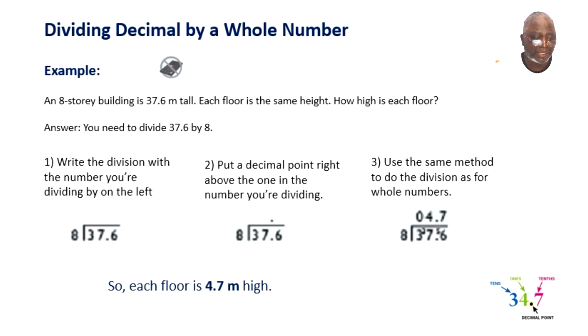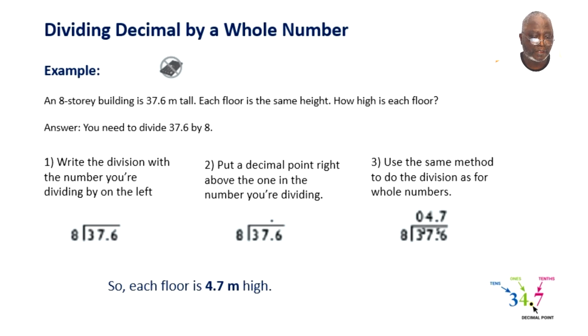An 8-story building is 37.6 meters tall. Each floor is the same height. How high is each floor? And the clue there is each floor is the same height. So, you need to divide 37.6 by 8.